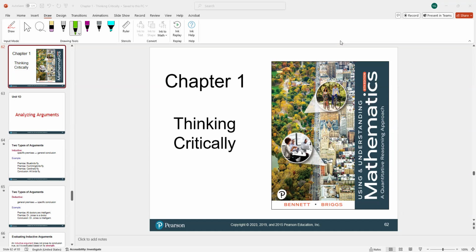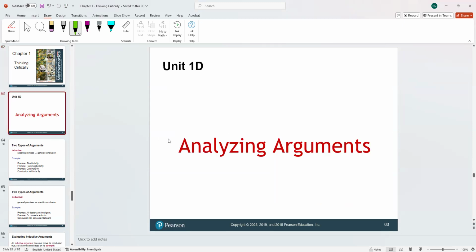Here, we're just going to continue what we covered in section 1A, where we said that an argument uses a set of premises to support one or more conclusions. If an argument is well constructed, its conclusions follow from its premises in a compelling way. But how do we determine whether an argument is well constructed and compelling? That's what we're going to examine in this unit: analyzing arguments.